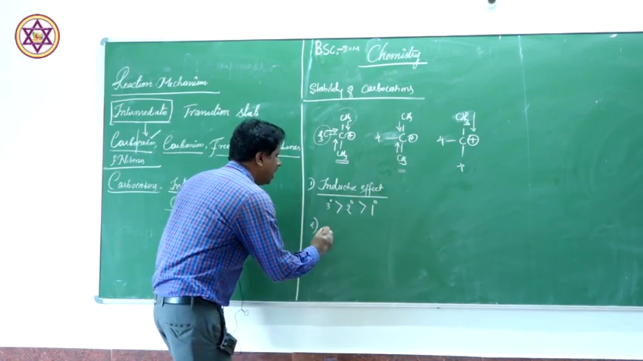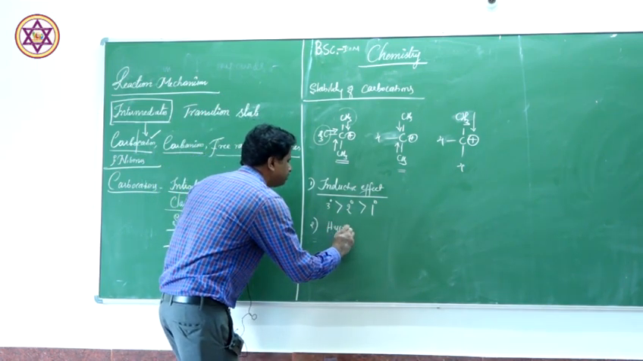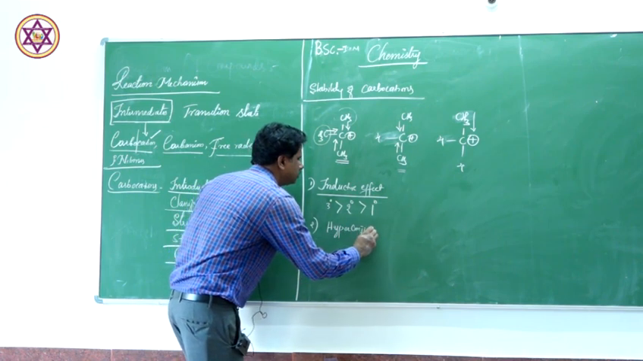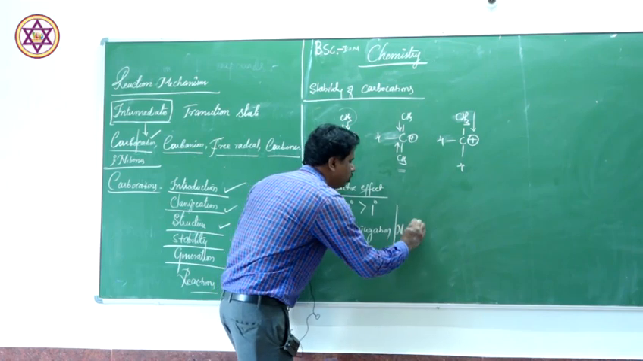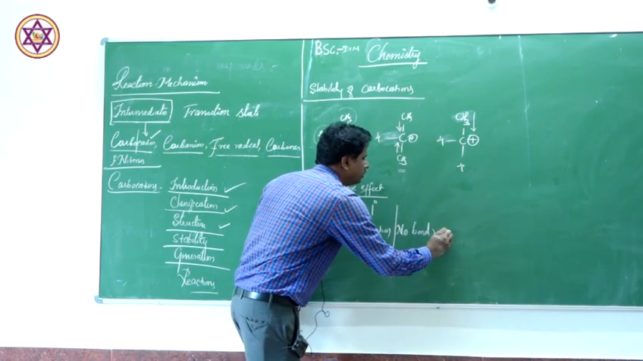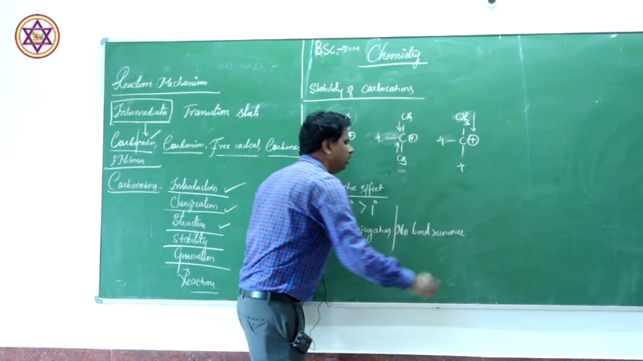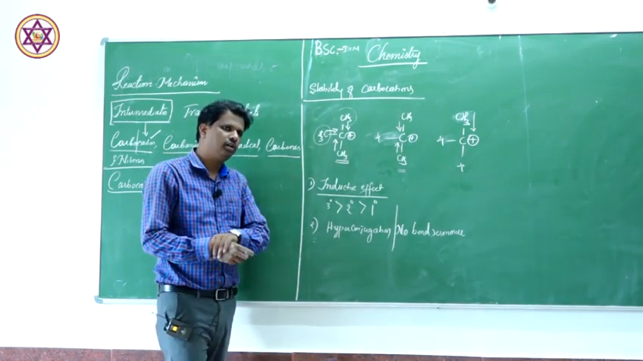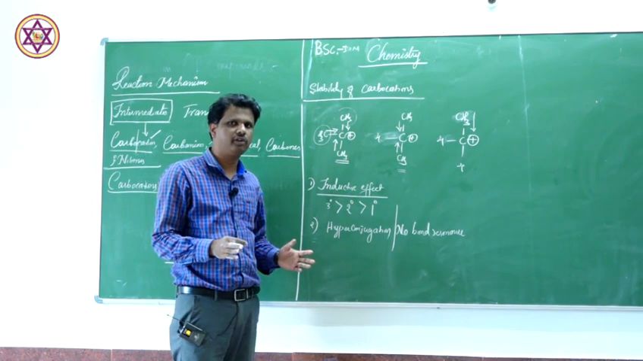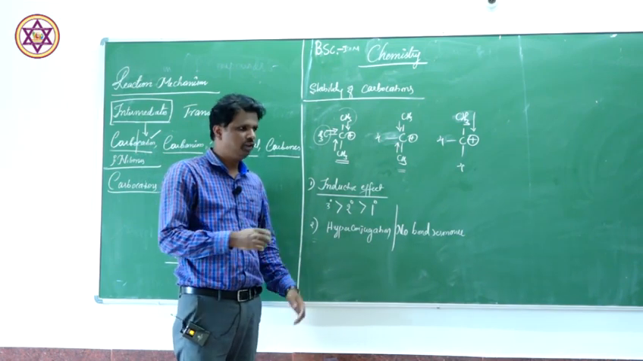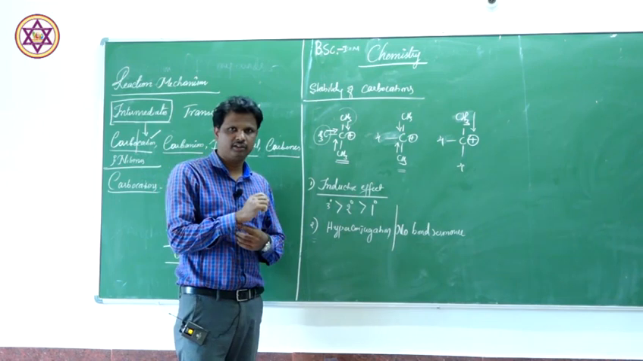The second one is hyperconjugation, or no bond resonance. This is quite a tricky one. How will you understand this? I will try to explain it with the help of a primary carbocation. You can apply the same thing to secondary and tertiary.